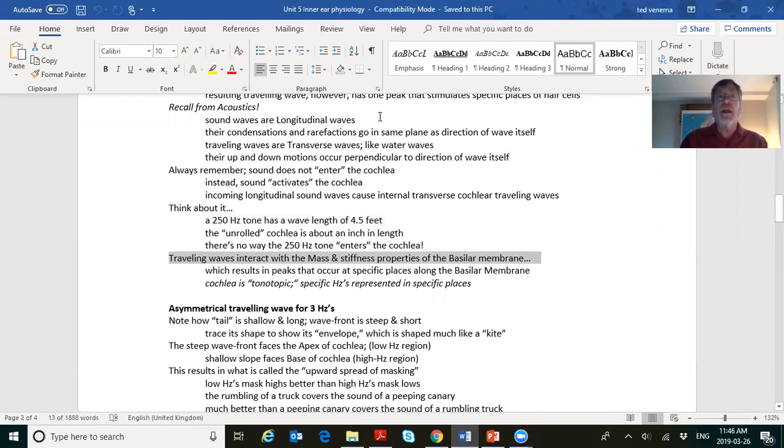So remember now, as we've learned in anatomy, when you're looking at the scala media, it gets wider toward the narrow apex of the cochlea, and it's narrower at the wide base. Always remember that. It's critical. So the basilar membrane is wider at the narrow apex and narrower at the wide base of the cochlea. You've got one row of inner hair cells all the way up the cochlea, but you have three rows of outer hair cells at the base, four rows at midway, and five rows of outer hair cells at the apex. So at the apex of the cochlea, the basilar membrane has more mass.